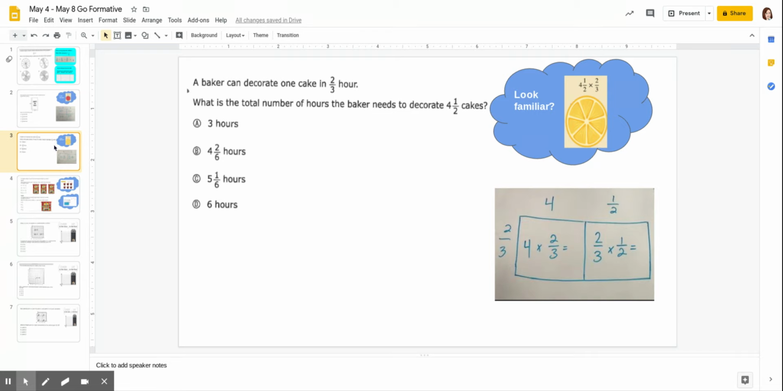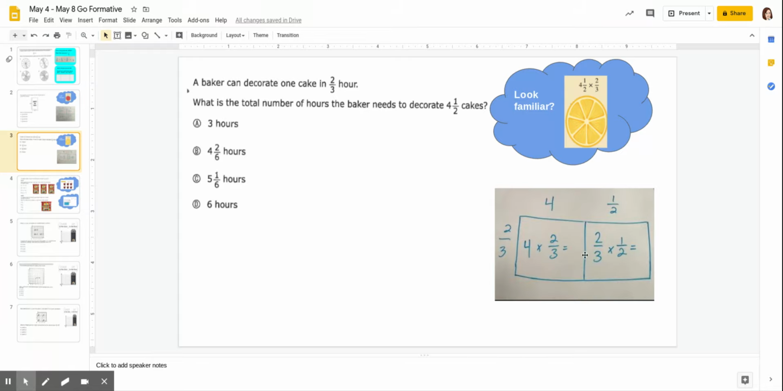Number 3, a baker can decorate 1 cake in 2/3 of an hour. What is the total sum of hours the baker needs to decorate 4 1/2 cakes? So for this one, I know it's a multiplication problem. And again, this should look very familiar to you because you solved this problem earlier in the week. So we have 4 1/2 times 2/3.